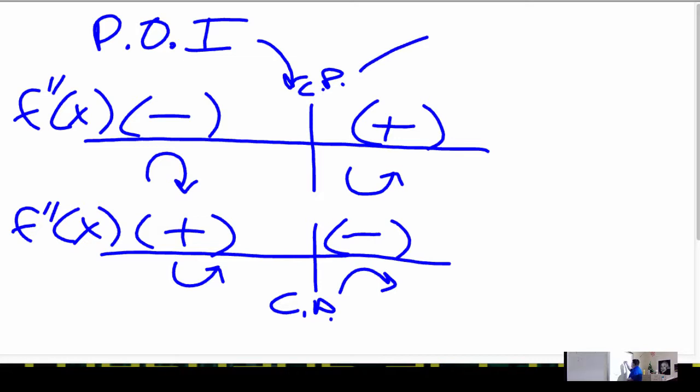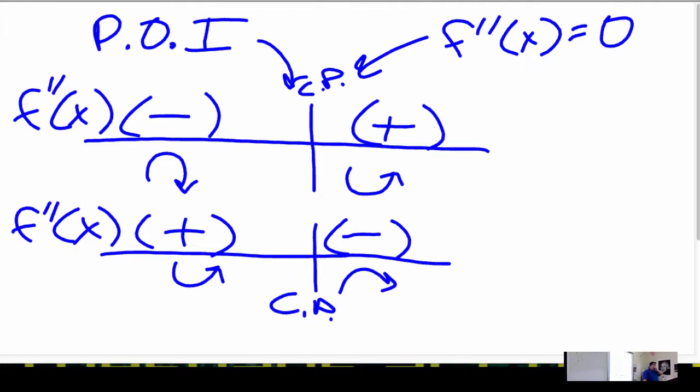Does that make sense? That's the point of inflection, where f double prime equals 0. But now, just like before with the other thing, it could also occur when f double prime doesn't exist. But we won't talk about that today. We've got to get a grasp of this first. Are there any questions from anyone?